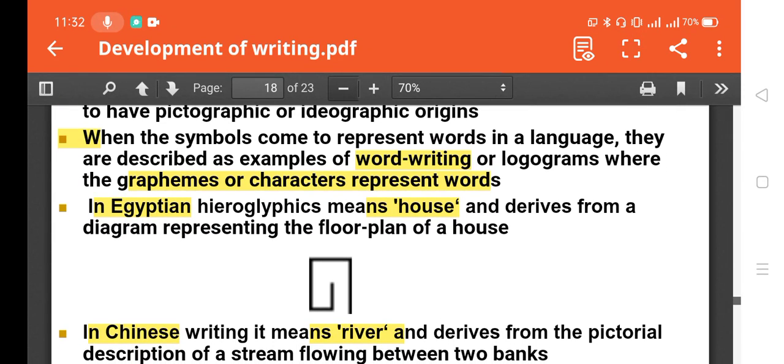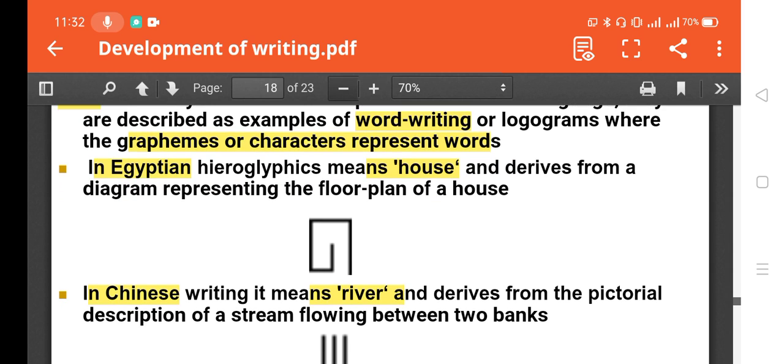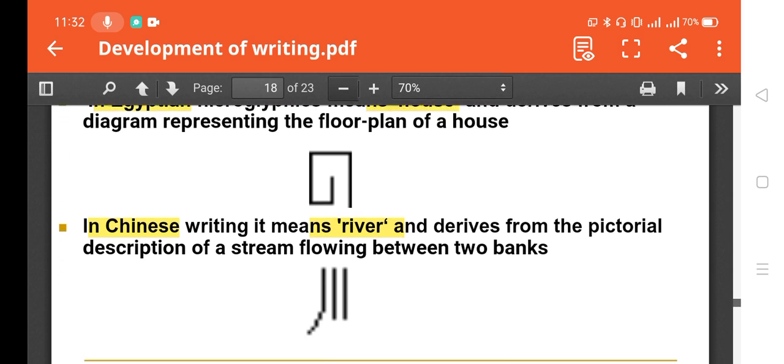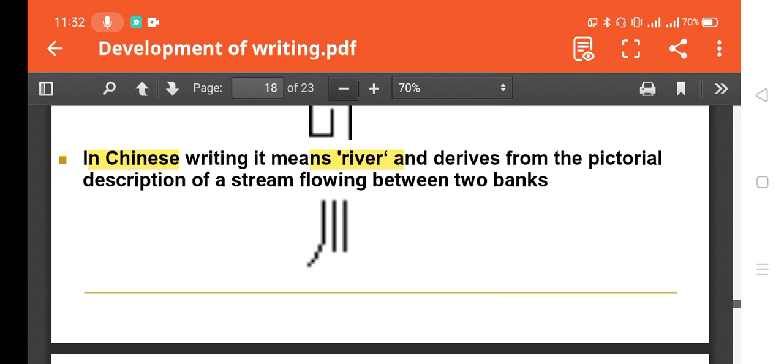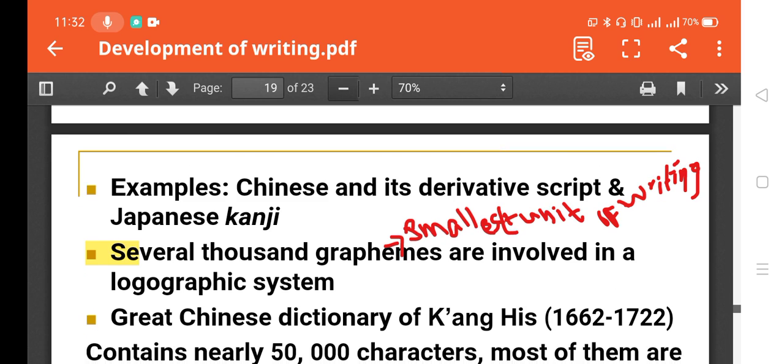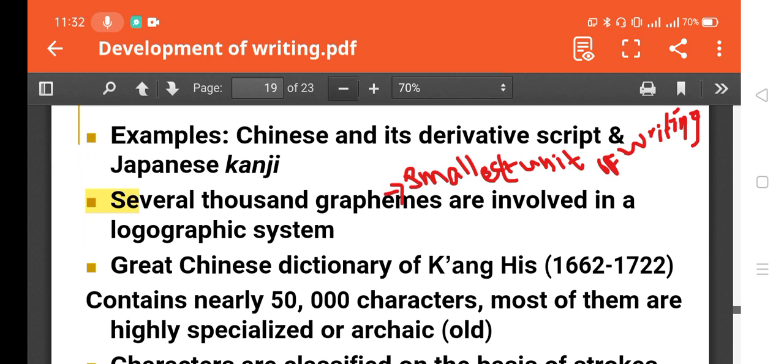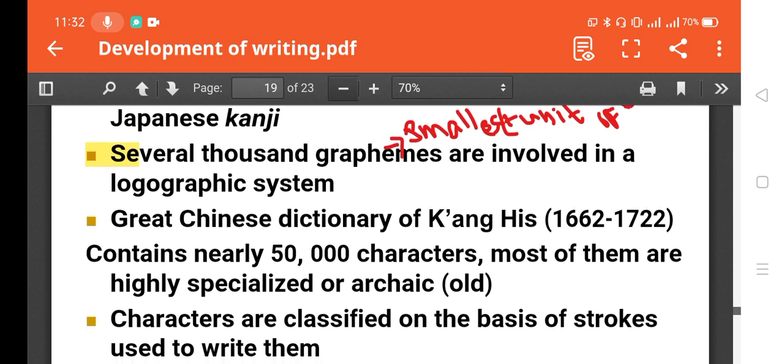In Egyptian hieroglyphics, one logogram means house and is derived from a diagram representing the floor plan of a house, and in Chinese writing one means river and derives from the pictorial description of a stream flowing between two banks. And several thousand graphemes, the basic smallest units of writing, are involved in a logographic system.